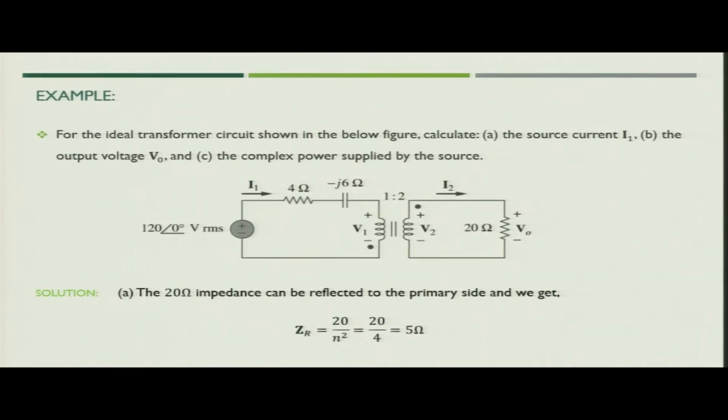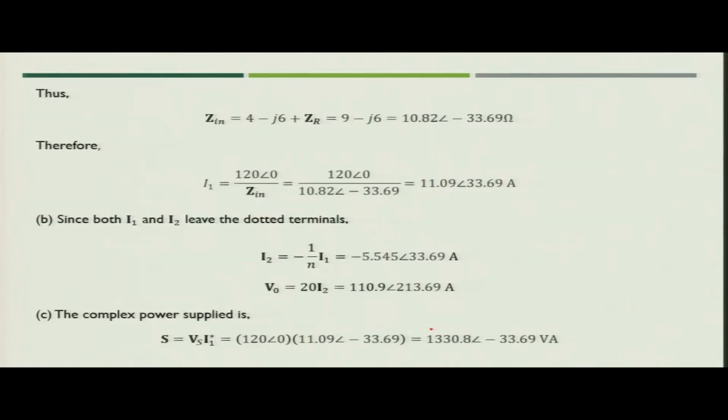Now, suppose the ideal transformer contains the circuit as shown in the figure below. We need to calculate the source current I1, the output voltage V0, and the complex power supplied by the source. In this case, the 20 ohm is the load impedance. To simplify it, first we have to convert that load impedance in such a way that it is reflected to the primary side. How will we do it? Suppose ZR is the reflected impedance, you can write 20 divided by n square. So, you will get 5 ohm as the reflected impedance.